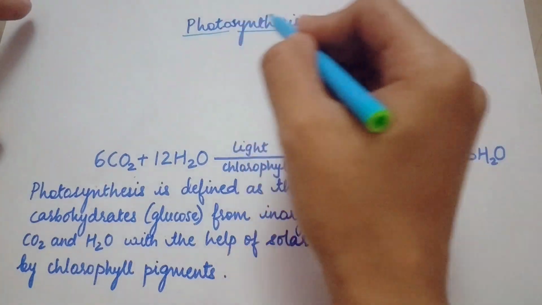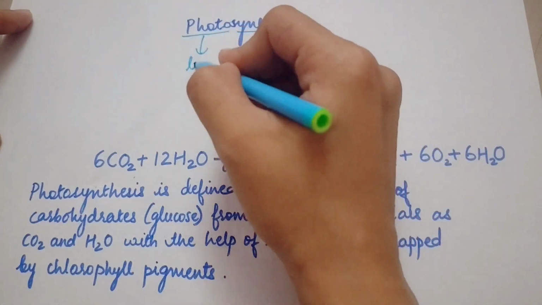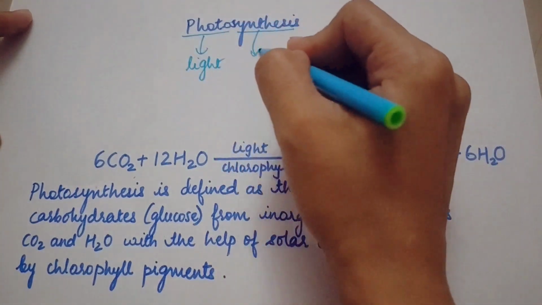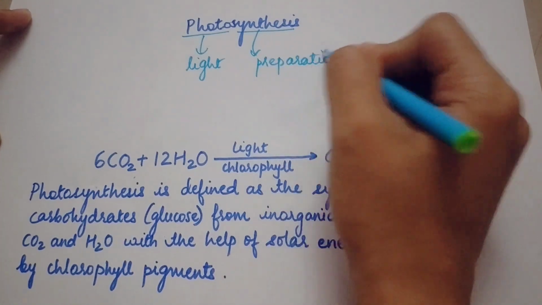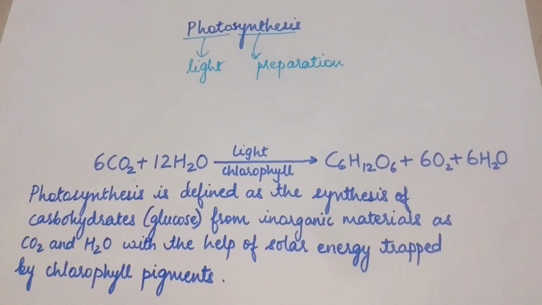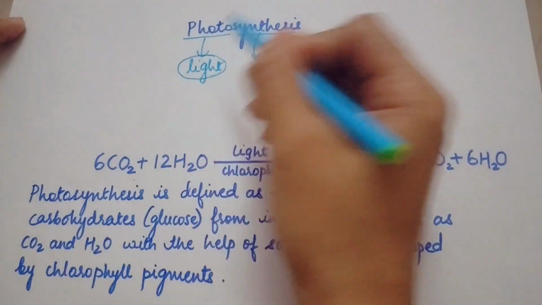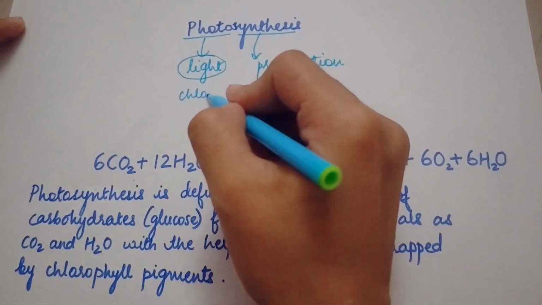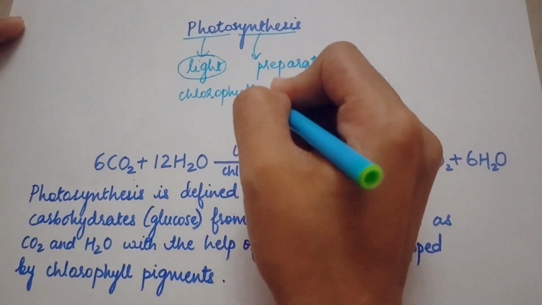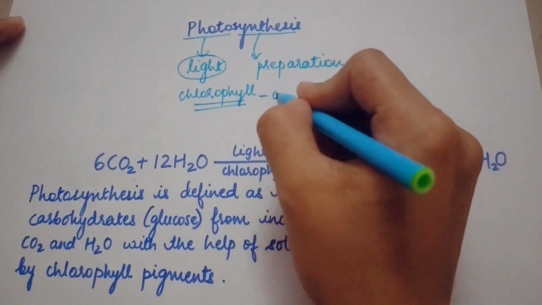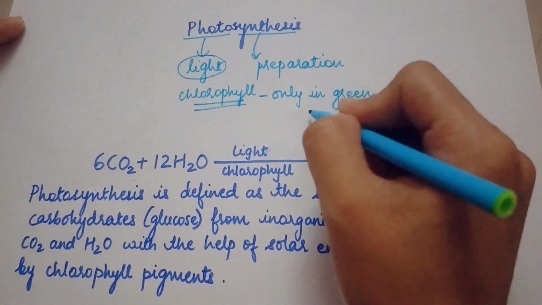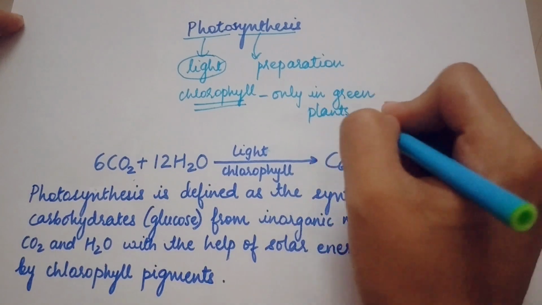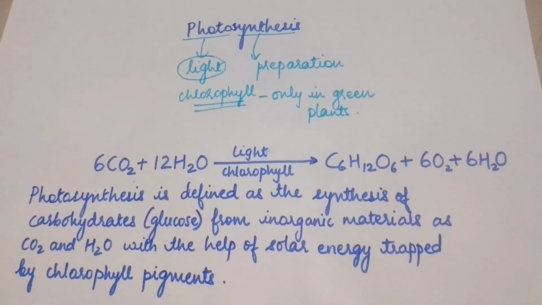So remember, just break the word into two parts. Photo means light, synthesis means preparation. So they are going to prepare their food with the help of light, and for this trapping of light they need some pigment, which is chlorophyll. This chlorophyll pigment is present only in green plants. Okay, so since it is present only in green plants, only green plants perform the function of photosynthesis.